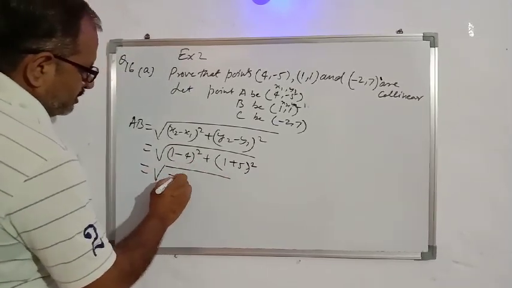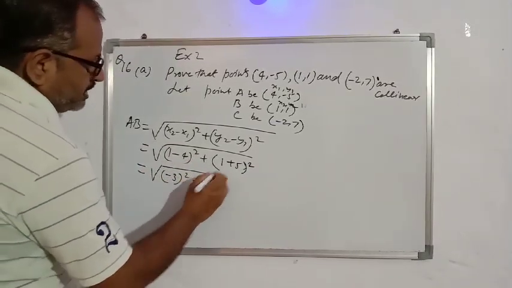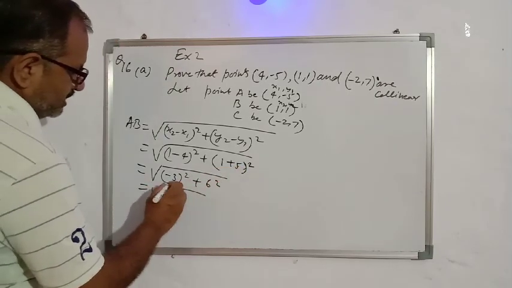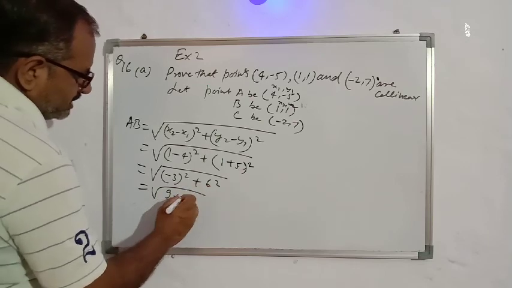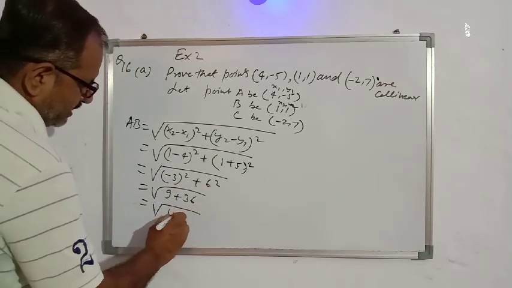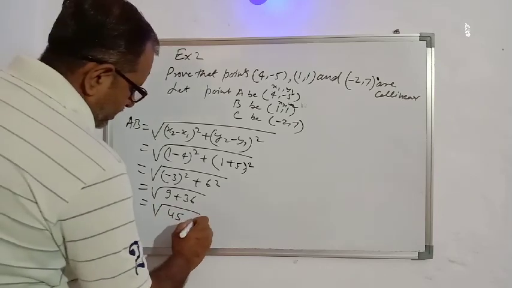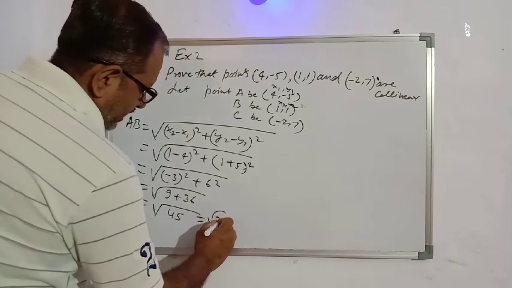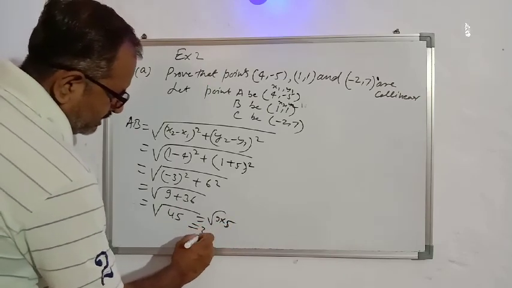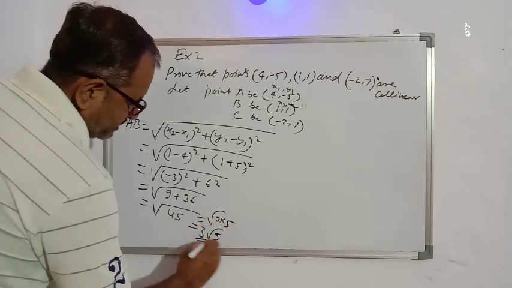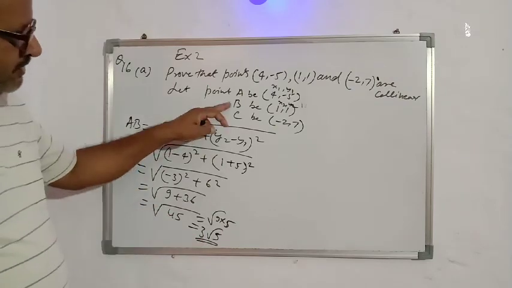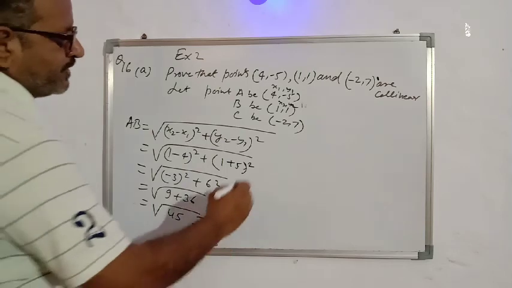1 minus 4 is -3, whole square, and 1 plus 5 is 6, square. (-3) whole square is 9, 6 square is 36. 36 plus 9 is 45. It can be written as 9 into 5. So taking the square root of 9, we get 3 root 5. So distance AB is 3 root 5. Similarly, we will find BC and AC.